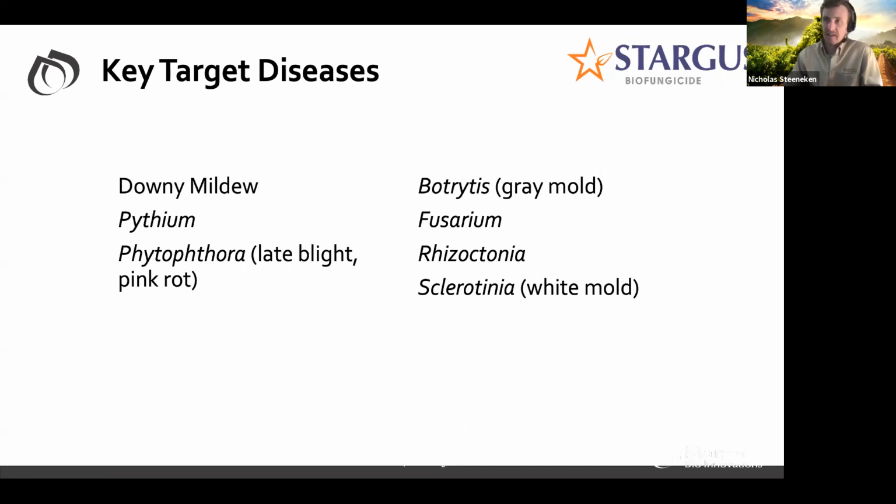The target diseases for Stargus are downy mildew, pythium, phytophthora, late blight, pink rot, botrytis, which we all know is gray mold, fusarium, rhizoctonia, and sclerotinia. I can never say that right, which is commonly called white mold.